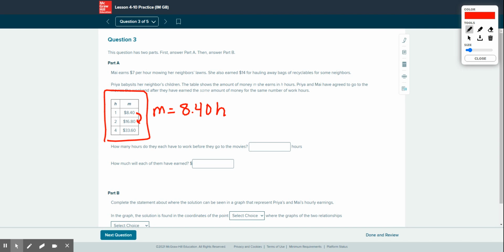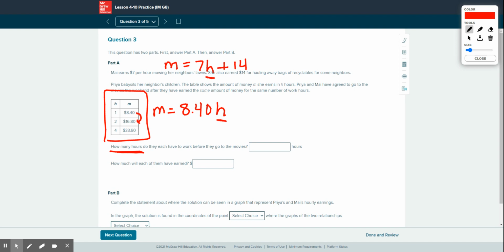When we talk about using M with May, we need to use the same variables. So the amount of money that May earns is equal to $7 per hour plus the $14 that she made for hauling things away. So how many hours do they have to work to be able to go to the movies when they have the exact same amount of money, and how much money would they have? So what we want to do is solve for H. Since this is how many hours, we want to solve for H.